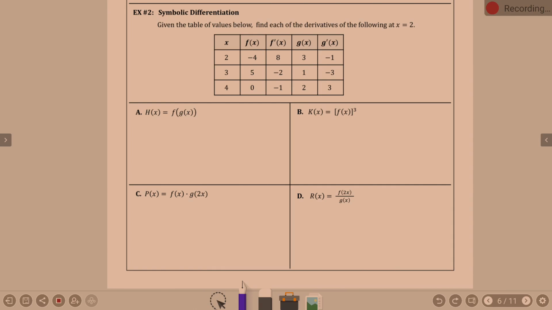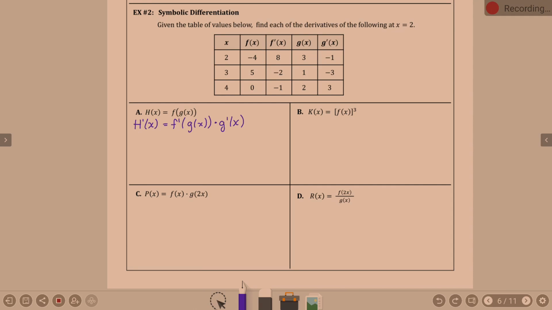We're going to plug in 2 eventually, but before we plug in 2, my suggestion, let's write out what's going to be my rule for h prime of x. What do we remember from yesterday? Derivative of the outside, so f prime. When we say derivative of the outside, then the inside is going to stay the same. So f prime of g of x times the derivative of the inside. So times g prime of x. That's old news, yes?